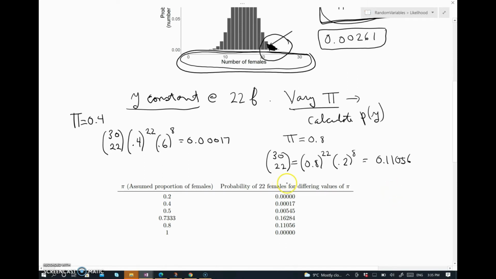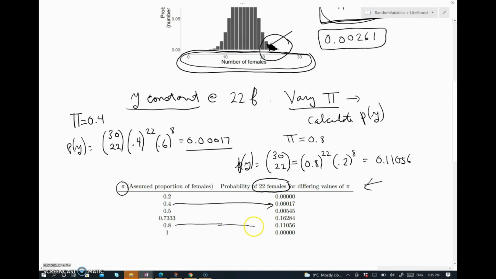So again, we're holding the number of females constant at 22. We're taking this value of pi and we're varying it. And then what we're doing is we're calculating, in every case, P at Y, and that's what we see in this table. So here's our 0.4, gives us that, 0.8 gives us this.